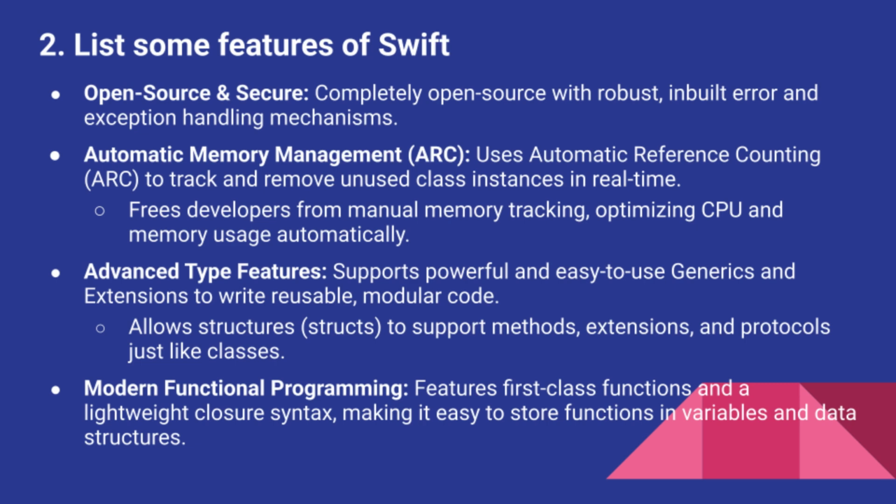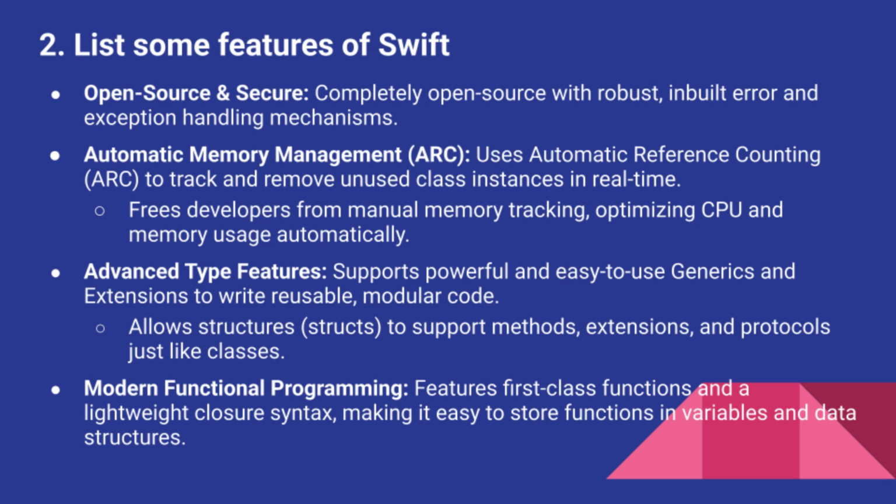First up, Swift is completely open source and secure. It comes with robust, built-in error and exception handling mechanisms right out of the box, making your code highly predictable and resilient. Next is automatic memory management, which uses ARC, automatic reference counting. Coming from its Objective-C roots, ARC automatically tracks your class instances and destroys them in real time the exact moment they are no longer in use. This is a massive win because it completely frees us from manual memory tracking, letting developers focus on building features rather than hunting down memory leaks.